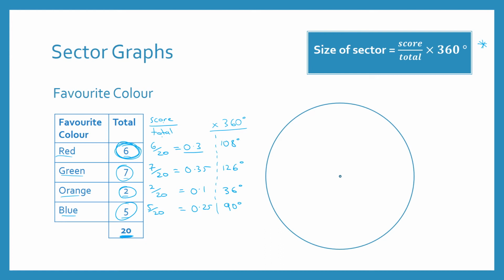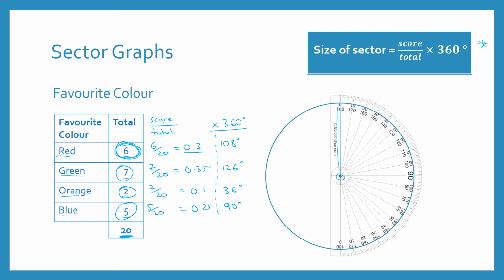We begin by drawing a line anywhere on our sector graph, like this. Then we take our protractor. We're going to line up our protractor so that the middle of the protractor is on this little circle here, and it follows this line. So we put our protractor here. There we go. And now we want to measure out our first degrees, which is 108.